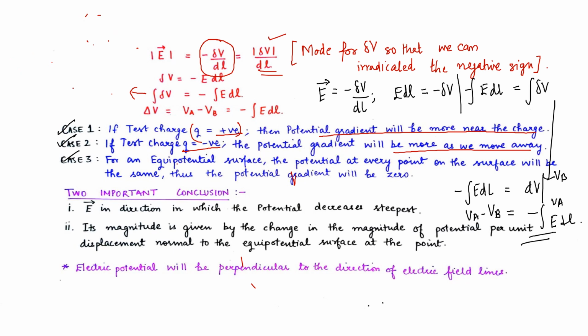Okay, see, our test charge Qt equals positive, and this is our charge. So more nearer, more potential. Okay, near equals more potential.